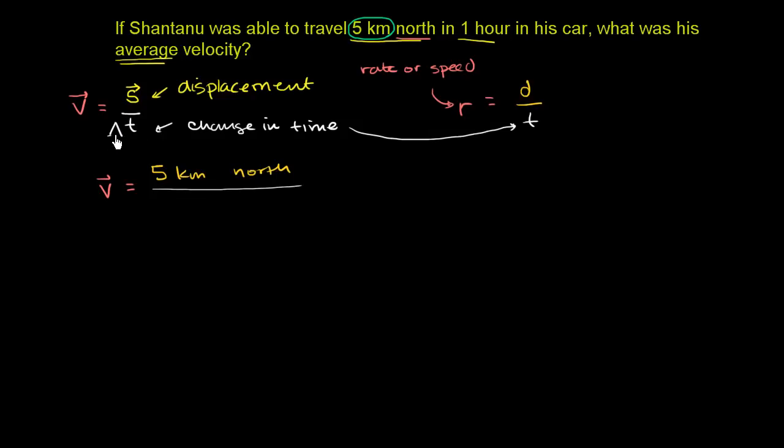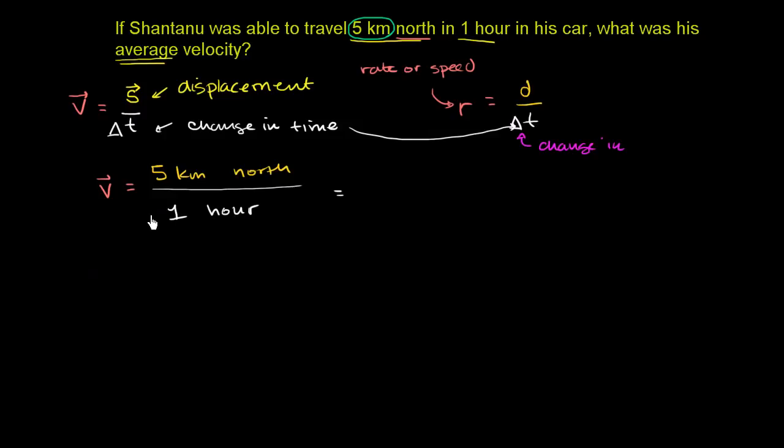Sometimes you'll see someone actually put this little triangle, the character delta, in front of it, which explicitly means change in. It looks like very fancy mathematics when you see that. But a triangle in front of something literally means change in. So this is change in time. So it goes 5 kilometers north, and it took him 1 hour. So the change in time was 1 hour. So let me write that over here. So over 1 hour.